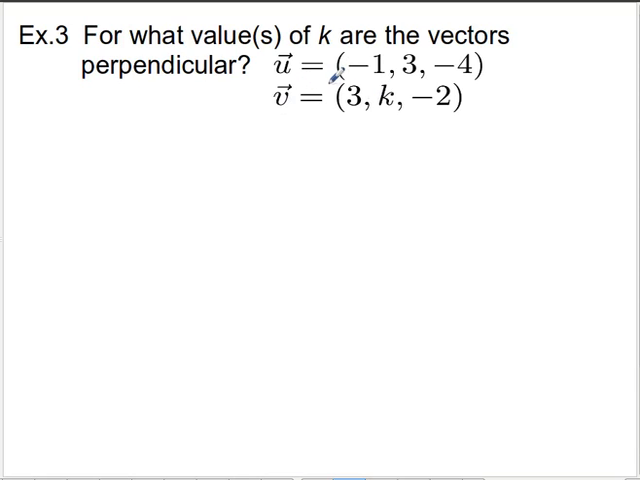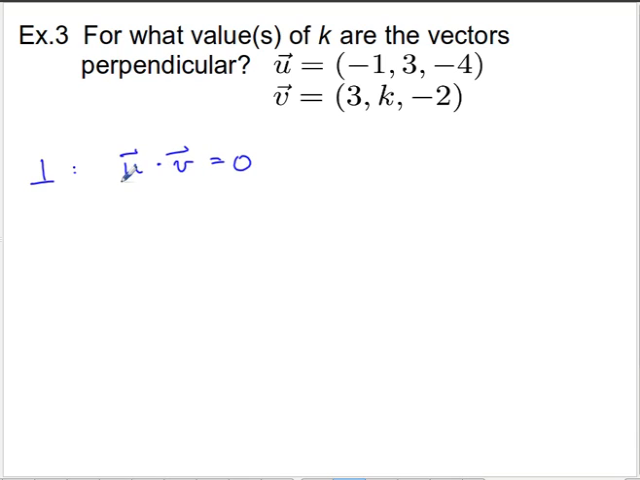Now I'm given two vectors, and I'm being asked for what value of k in this vector do we end up with something being perpendicular? Well, don't forget that to have something perpendicular means that the vectors u dot v have to be equal to 0. That's the definition in terms of the dot product. That's one of the results we get from the dot product.